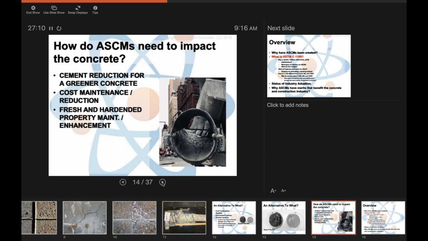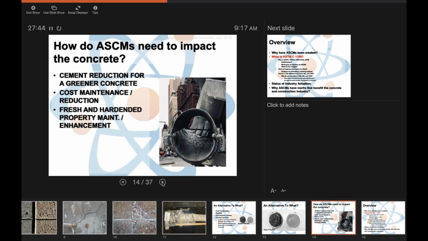So by using an ASCM, something like Juno XP, we're supposed to be able to reduce our total cementitious and not sacrifice those fresh and hardened properties. And by reducing our cementitious, not only our cement, but our supplementary cementitious materials, we're increasing the efficiency. We don't have to produce as much cement to replace the extra cement that we would have had to use if we didn't use those ASCMs. And what we see with that is a cost and maintenance reduction.